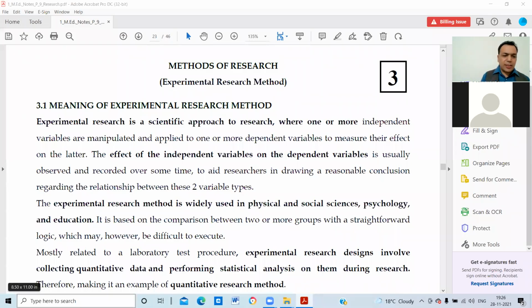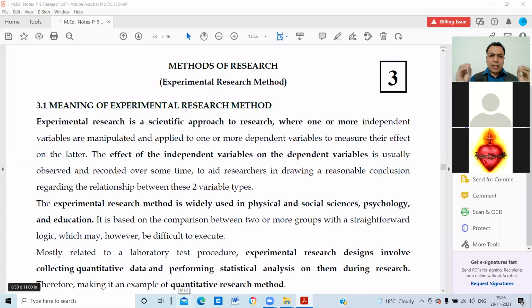So, guys, today we are going to discuss another important topic of research, which is the experimental research method, right? Method of research, you already know that. I have explained that. Method of research means the way you carry out your research. It means your way, your design, which method you choose to carry out your research. This is called method of research.